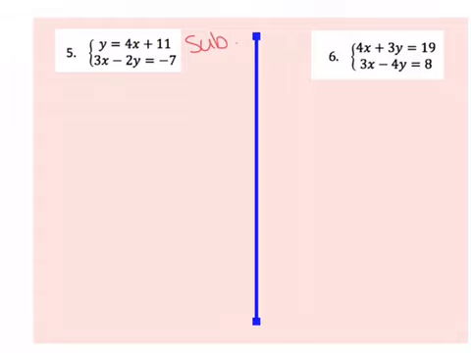For number 6, I don't have a y equals or an x equals equation, and neither one of these looks like it's going to be really easy to solve for y or x. So by process of elimination, I know that I'm going to have to use elimination on this problem. So like I said, I want you to go ahead and try 5 and 6 on your note sheets. This is just some extra practice for you. You've done substitution and elimination. And then come back and check and make sure that you got the same answer.